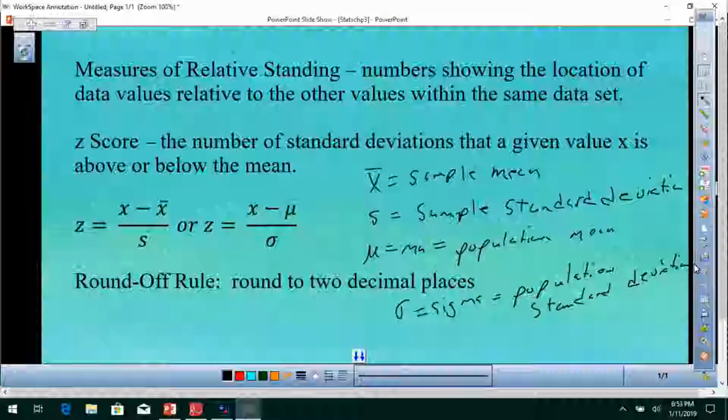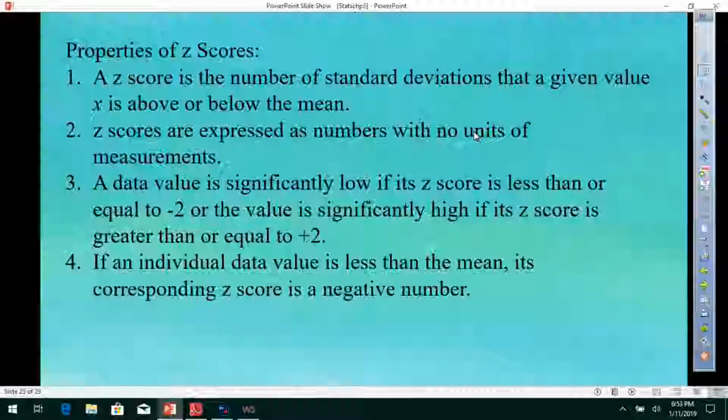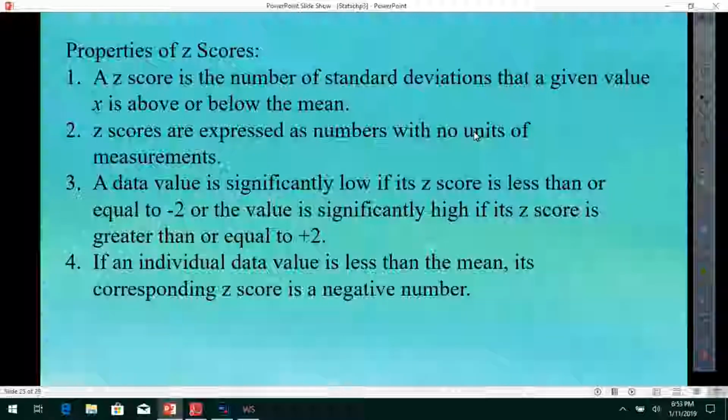Round off rule: round the sample mean, the sample standard deviation, the population mean, and the population standard deviation to 2 decimal places. Properties of z-scores: a z-score is the number of standard deviations that a given value x is above or below the mean.